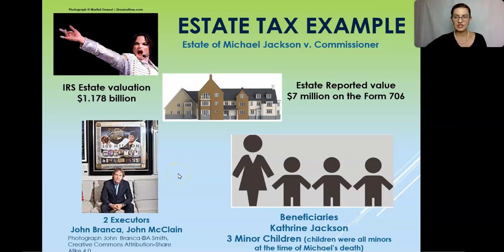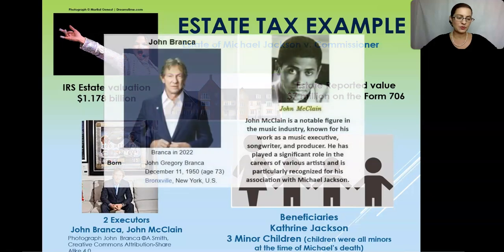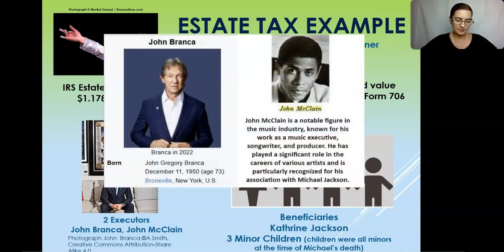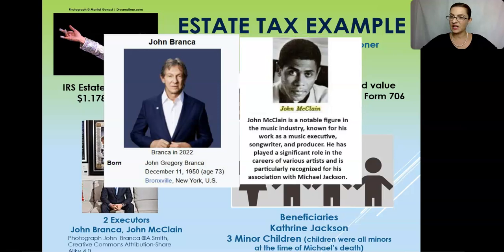Both of his wills were submitted to the probate court. He had written an earlier will before he had children, but his most recent will was drafted on July 7th, 2002, which was a few years before he actually passed away. So he had updated his will before his passing, naming his mother and his 3 children as the beneficiaries of his estate. He named 3 executors in his will: John Branca, John McClain, and one other man who was actually an accountant. But that executor declined to serve.